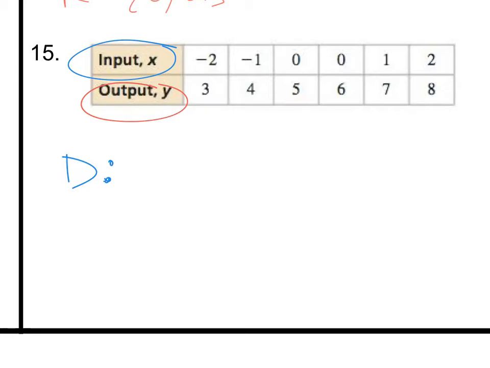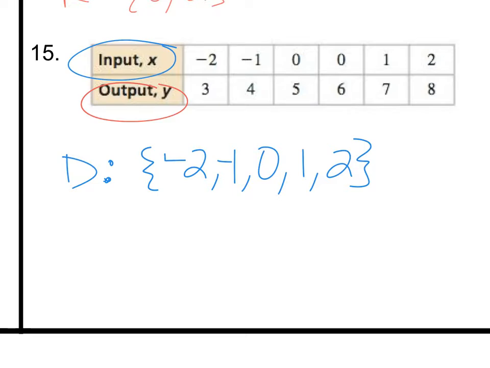We've got -2, -1, 0, 0, 1, and 2. Do I need to repeat 0 twice? No. So just list out your numbers. Not necessary. Okay, in your range, I don't think you have anything repeated, so just list out your 6 y values.